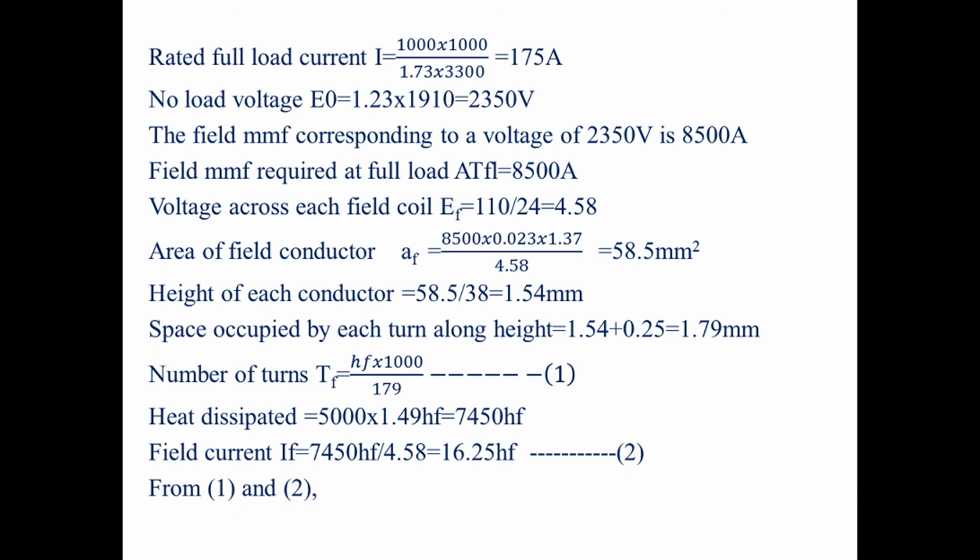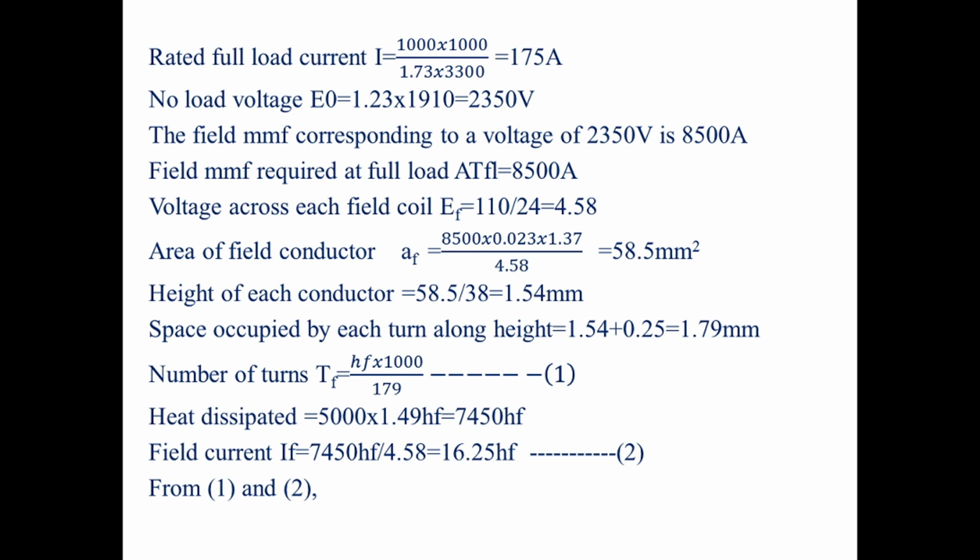So space occupied by each turn along with the height is 1.54, the height of each field conductor, plus 0.25. What is 0.25? 0.25 millimeter is the extension or height of the spool and flanges, you can say, or insulation. It is given in the question that insulation of 0.25 millimeter is there. So space occupied by each turn is 1.54 plus 0.25, so you will be getting 1.79 millimeter.